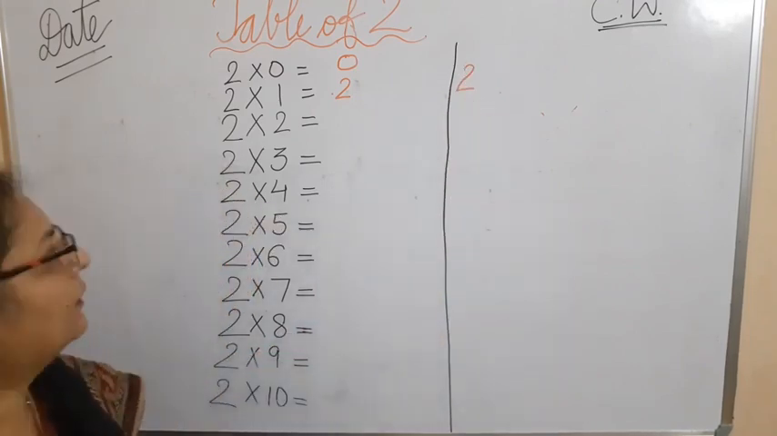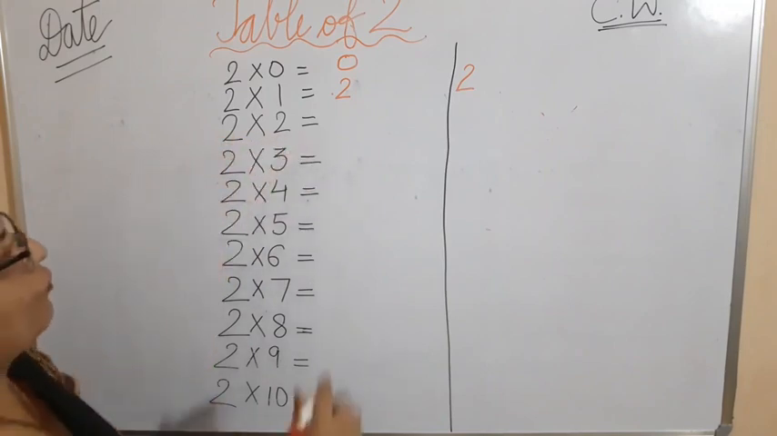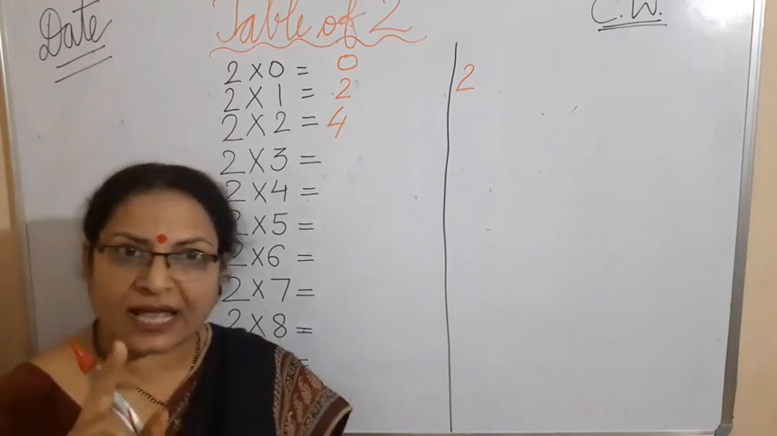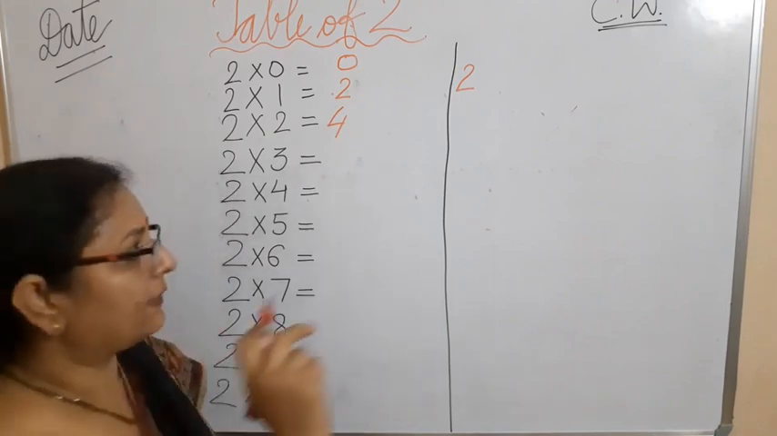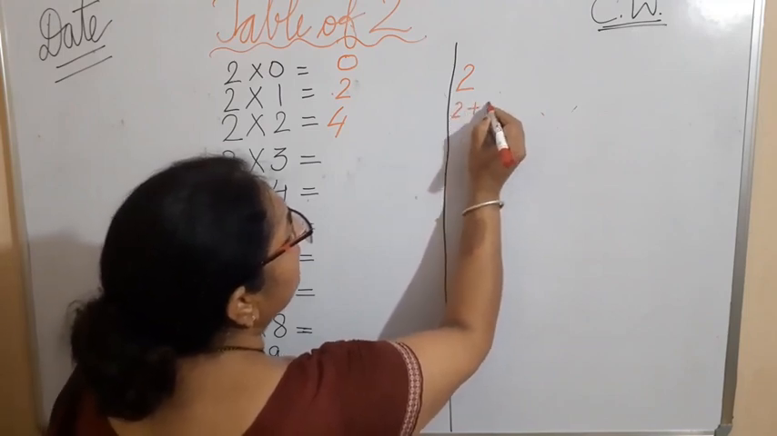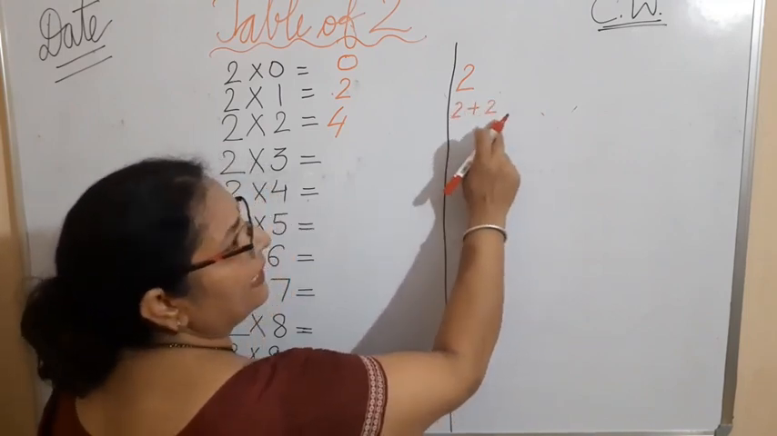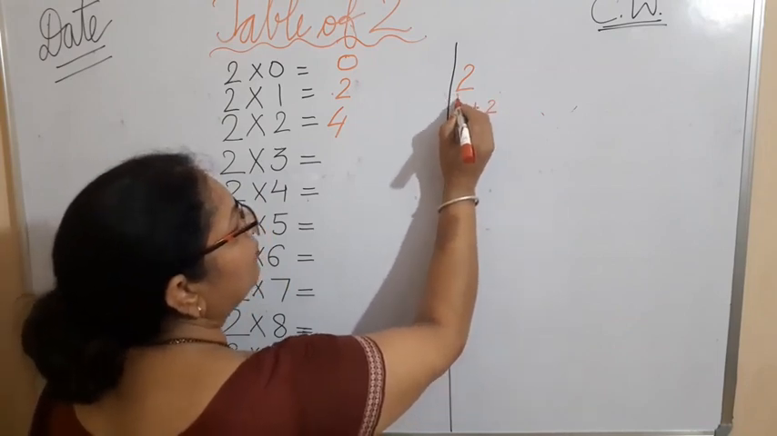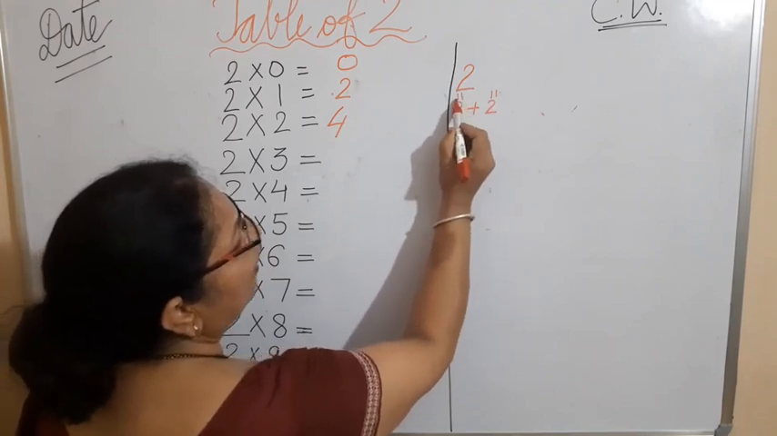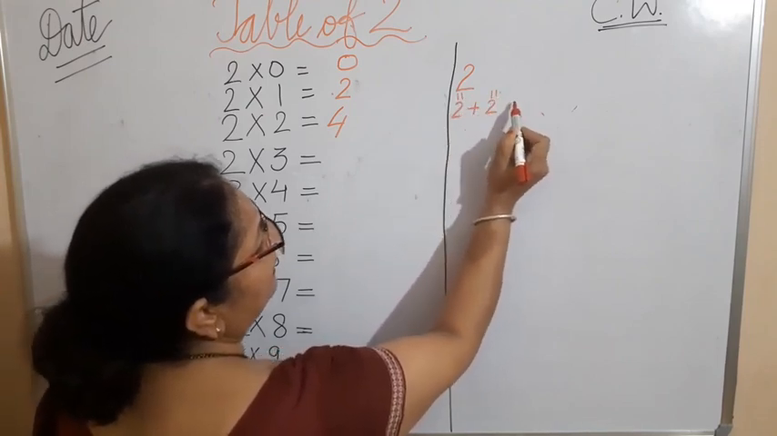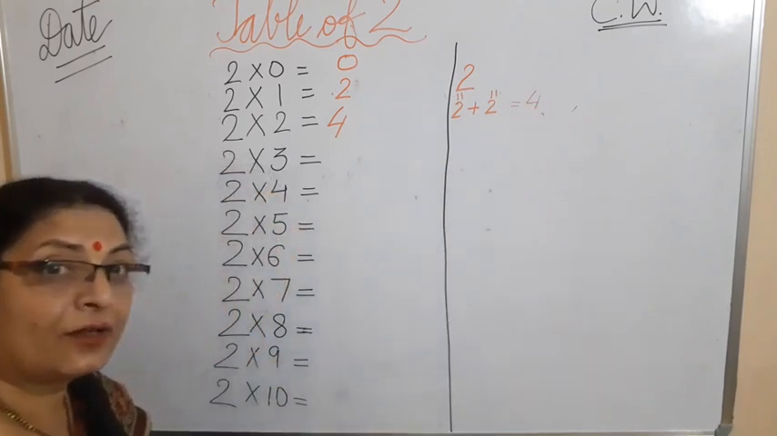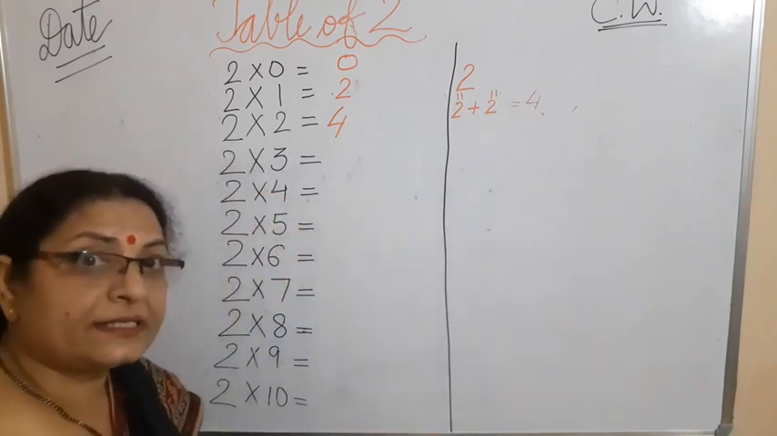Only one time to 0. Is it clear? Okay. 2 twos are 4. It means you have to add 2 here 2 times. Like this, 2 plus 2. Two times you have to add 2 here: put a line 2 here and 2 here, and count all together: 1, 2, 3, 4. So your answer is 4. Did you understand? Okay.